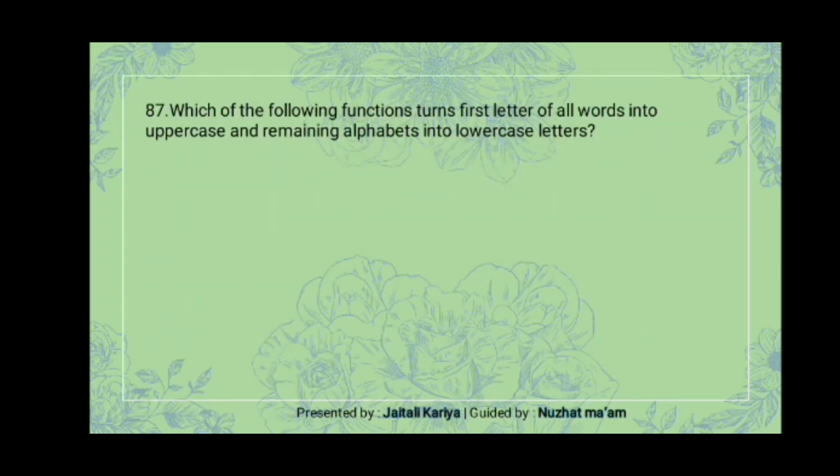87. Which of the following functions turns first character of all letters into uppercase and remaining alphabets into lowercase letters? A. Proper, B. Lower, C. Upper, and D. Upper and lower. And the correct answer is A, that is proper.